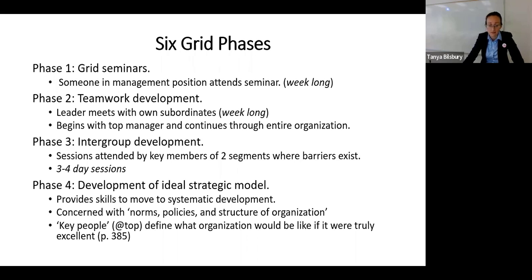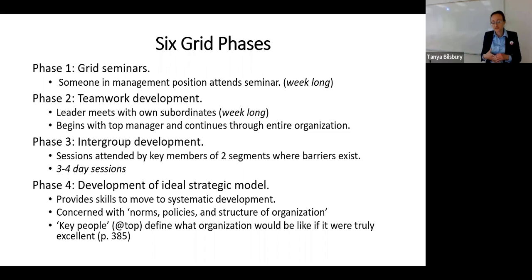So someone in a management position has read the book by Blake and Mouton about the managerial grid, and they go to a seminar. It's like a week-long seminar at a hotel somewhere. In the next phase, the leader, who's now gotten some feedback on their leadership style, meets with their own subordinates to work something out. And this teamwork development happens in another week-long seminar. Next, there's intergroup development. So maybe there are some groups that need to work better together, and you'll bring them together in 3 to 4 day sessions.